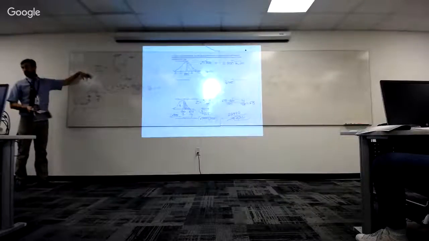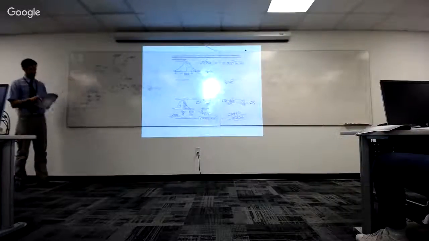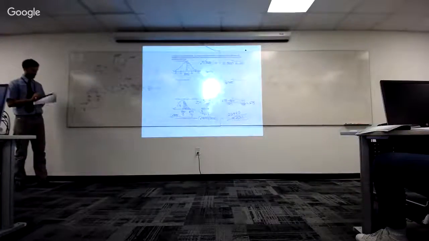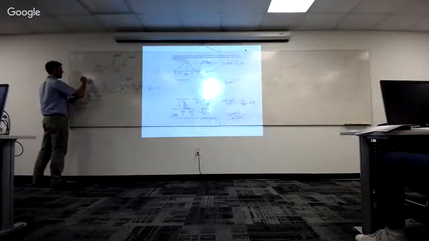Note, that's still not the answer. The answer they want is a total number of bulbs. So how do we calculate a total number of bulbs? Multiply. Yeah, multiply that times 5,000. And so the total number of bulbs is 2,410 bulbs.